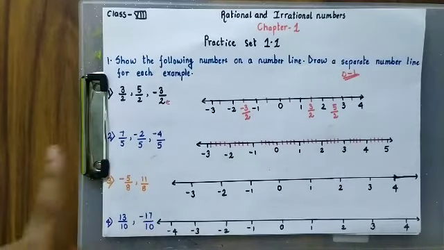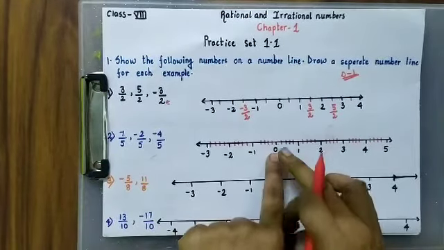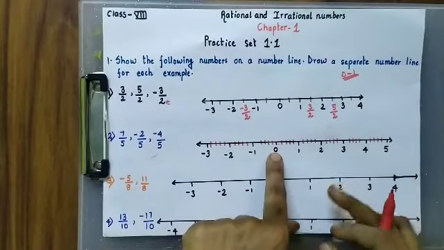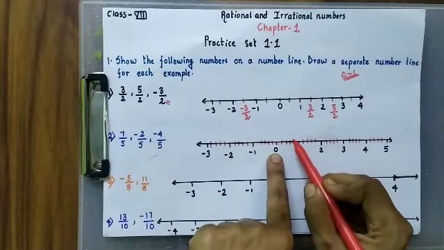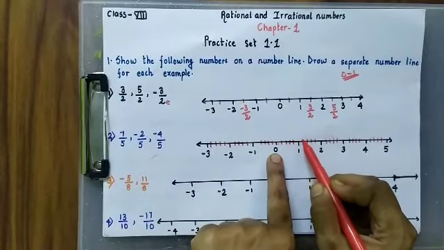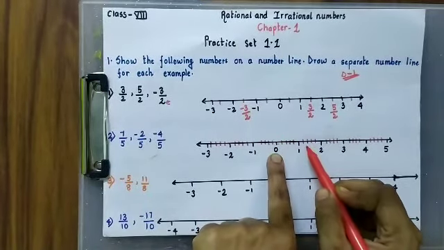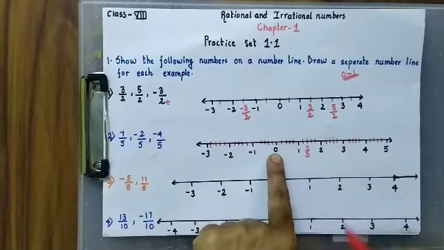Now let's see, the first number is 7 by 5. The number is positive, so we will start from 0 and will move towards right 7 steps. 1, 2, 3, 4, 5, 6 and 7. So here our number 7 by 5 will lie.